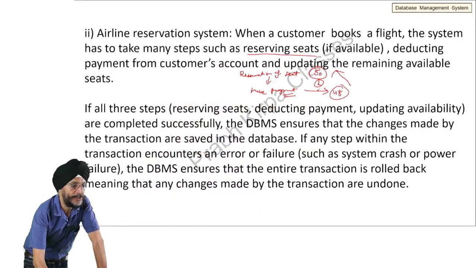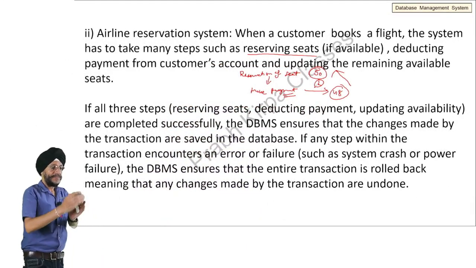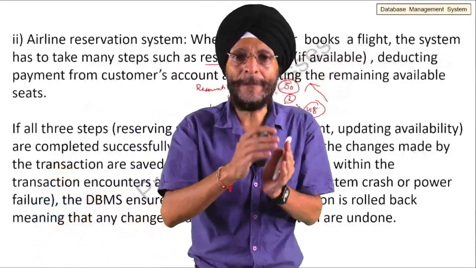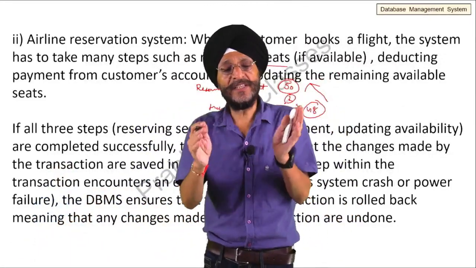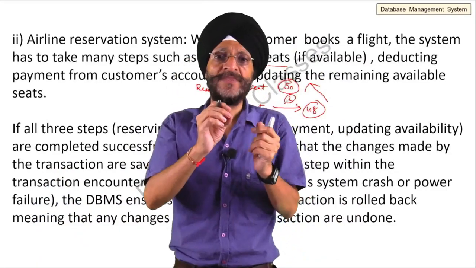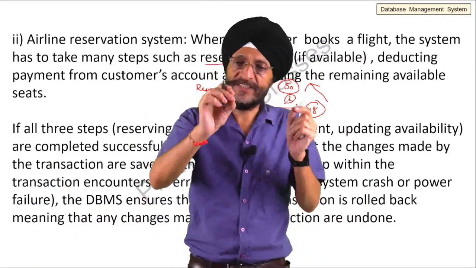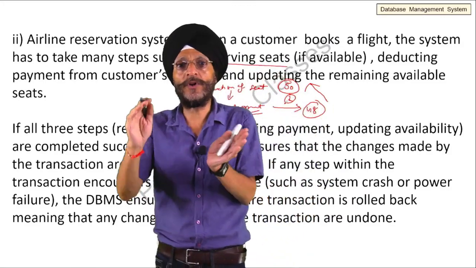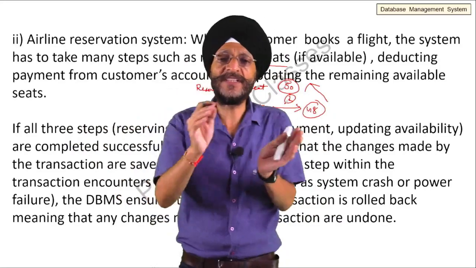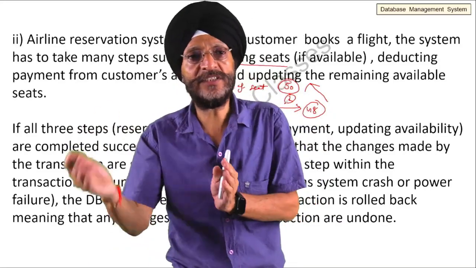It may also be possible that when the system was going to update the seats, it has some problem. Then if at any step, that is, reserving seats, deducting payment, or updating the balance of seats, there is any problem, the whole transaction is reverted back.